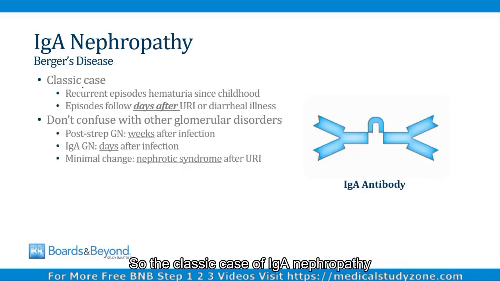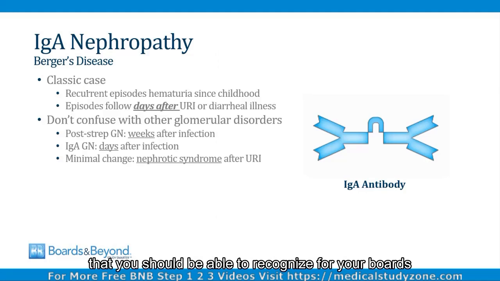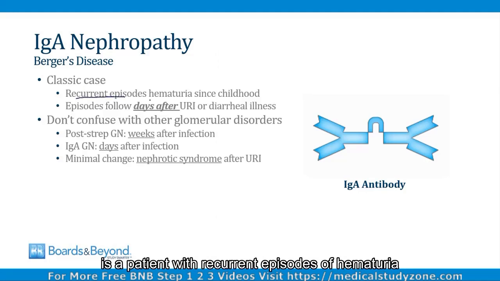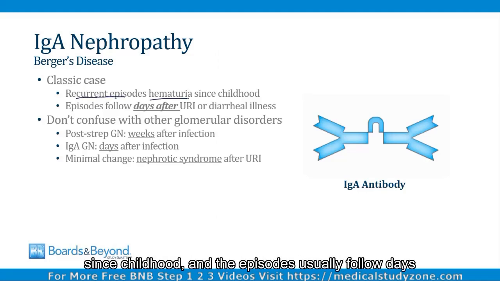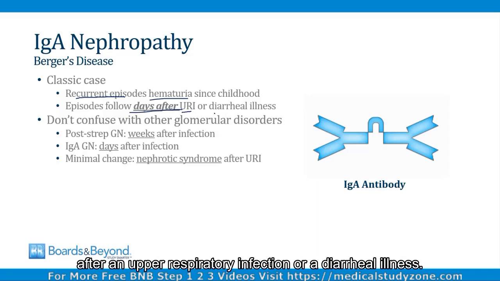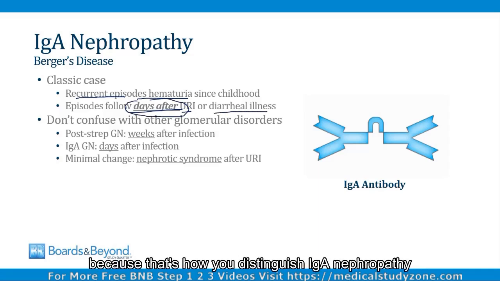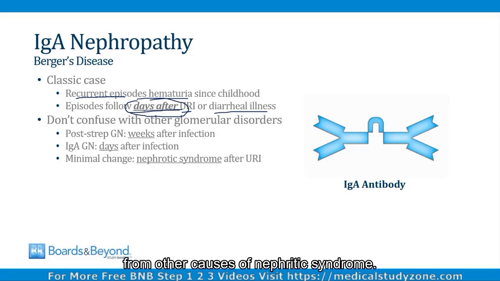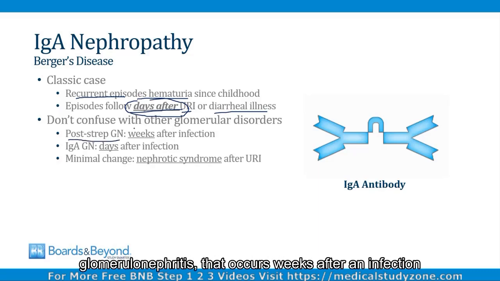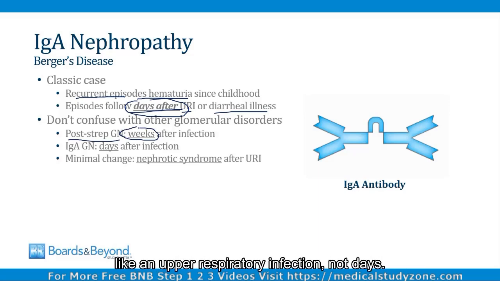So the classic case of IgA nephropathy that you should be able to recognize for your boards is a patient with recurrent episodes of hematuria since childhood, and the episodes usually follow days after an upper respiratory infection or a diarrheal illness. And the days after is very important because that's how you distinguish IgA nephropathy from other causes of nephritic syndrome. We've already talked about post-streptococcal glomerulonephritis. That occurs weeks after an infection like an upper respiratory infection, not days. IgA nephropathy is days after an infection.